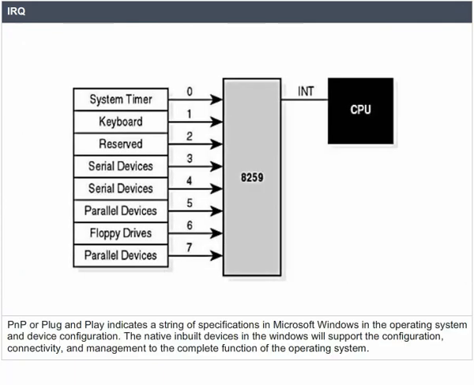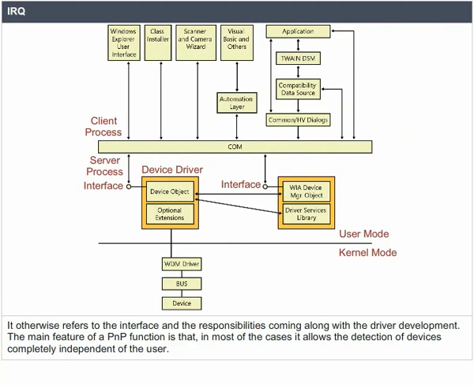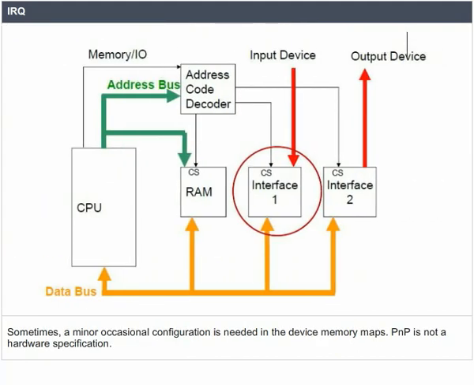PNP. PNP, or plug and play, indicates a string of specifications in Microsoft Windows in the operating system and device configuration. The native inbuilt devices in Windows will support the configuration, connectivity, and management to the complete function of the operating system. It otherwise refers to the interface and responsibilities coming along with the driver development. The main feature of a PNP function is that in most cases, it allows the detection of devices completely independent of the user. Sometimes a minor occasional configuration is needed in the device memory maps.